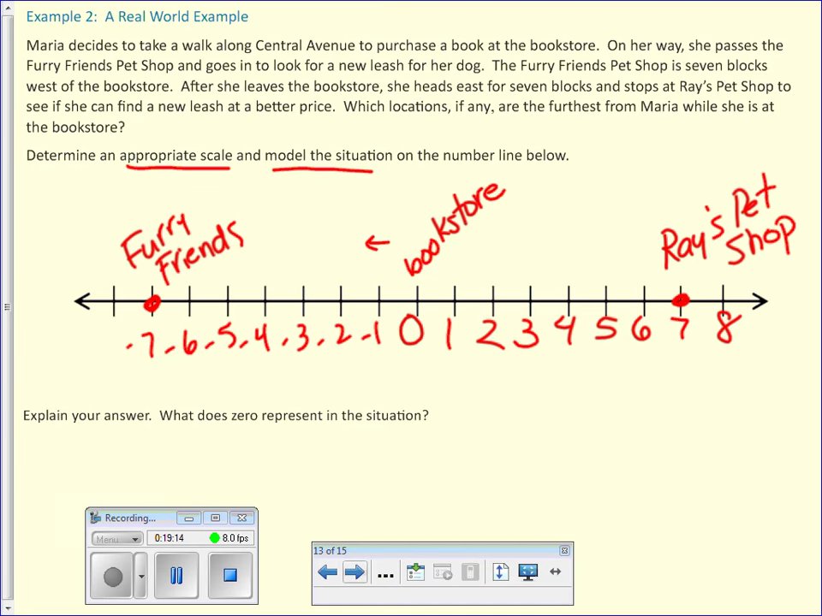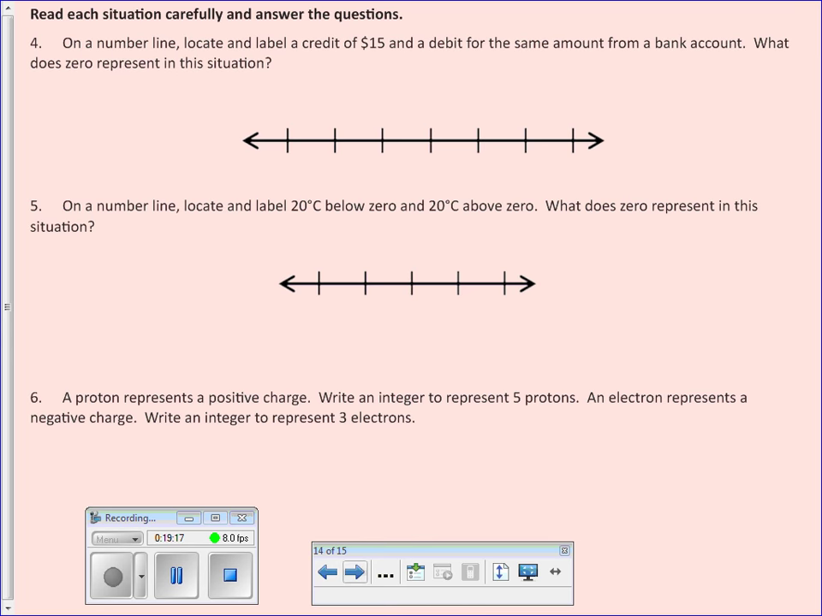Okay? So let's take a look at number 4. On a number line, locate and label a credit of $15 and a debit from the same amount.